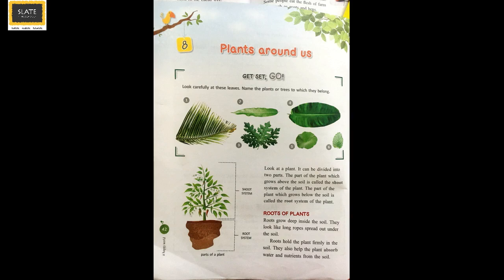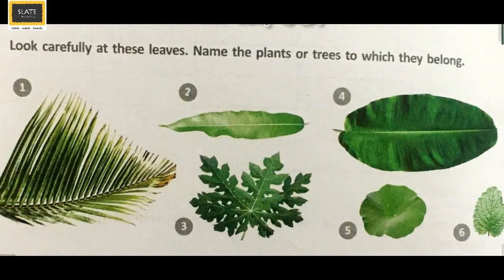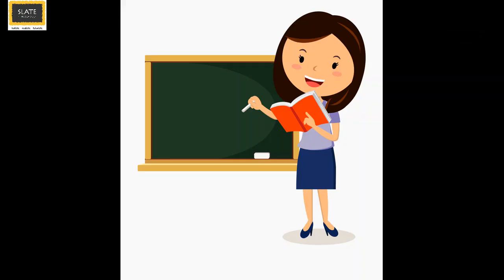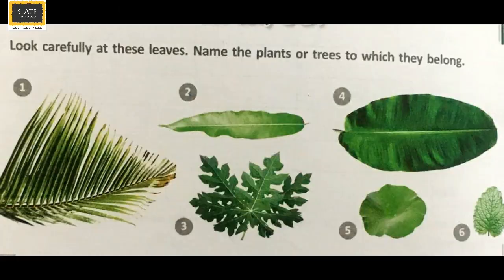Slaters, please turn to page number 42. Ready? Let's start with the warm-up exercise in the textbook. Here, it asks you to look at the different types of leaves and identify the type of plant which it belongs to. So let's look at the first leaf.